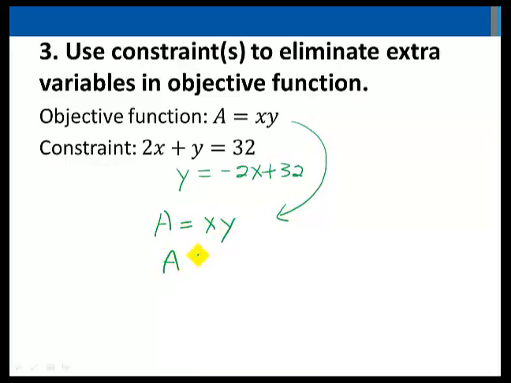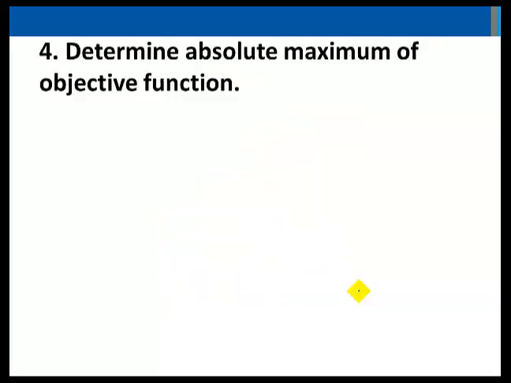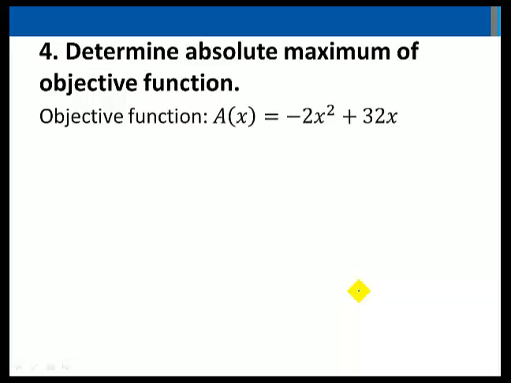So A is going to equal x times negative 2x plus 32. This simplifies to negative 2x squared plus 32x. Okay, so this is our objective function in terms of only one variable. Next, determine the absolute maximum of the objective function. Our objective function A of x equals negative 2x squared plus 32x. Here A of x means A is a function of x.